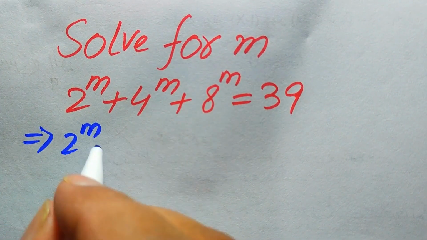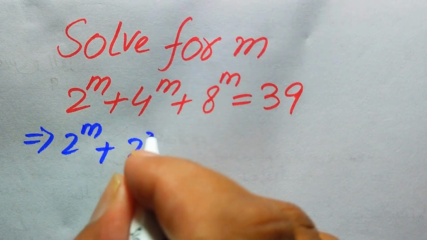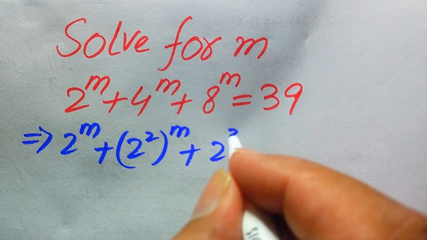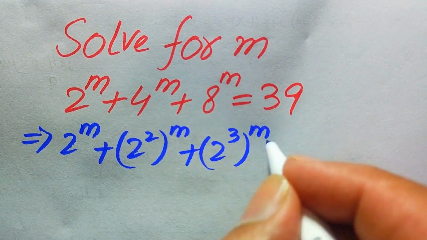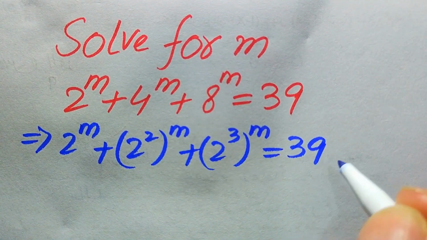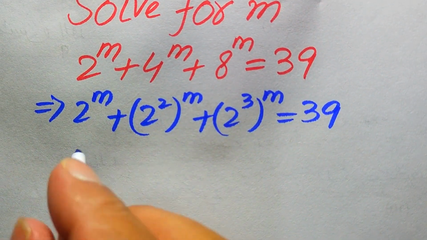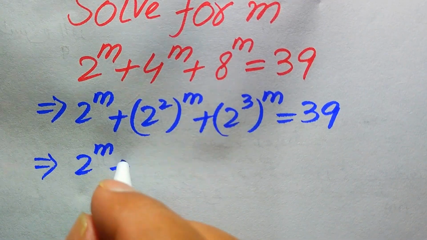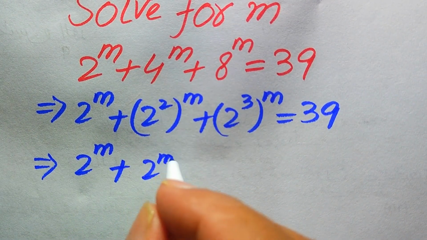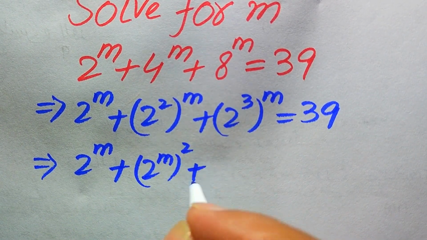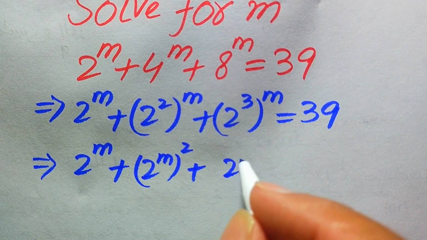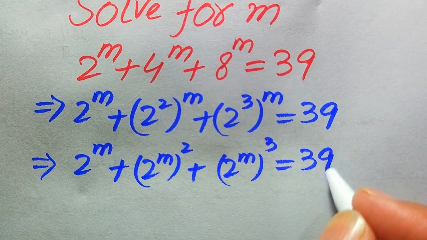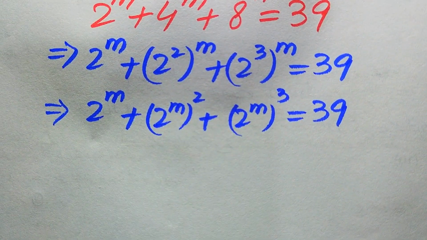This will be written as 2 to the power of m plus, we write this 4 as 2 squared and its whole power m, plus we write 8 as 2 cubed and its whole power m is equal to 39. And now in the next step, we interchange both of these exponents and we get 2 to the power of m plus (2 to the power of m) whole squared plus, here again we interchange the exponents and we get (2 to the power of m) whole cubed is equal to 39.